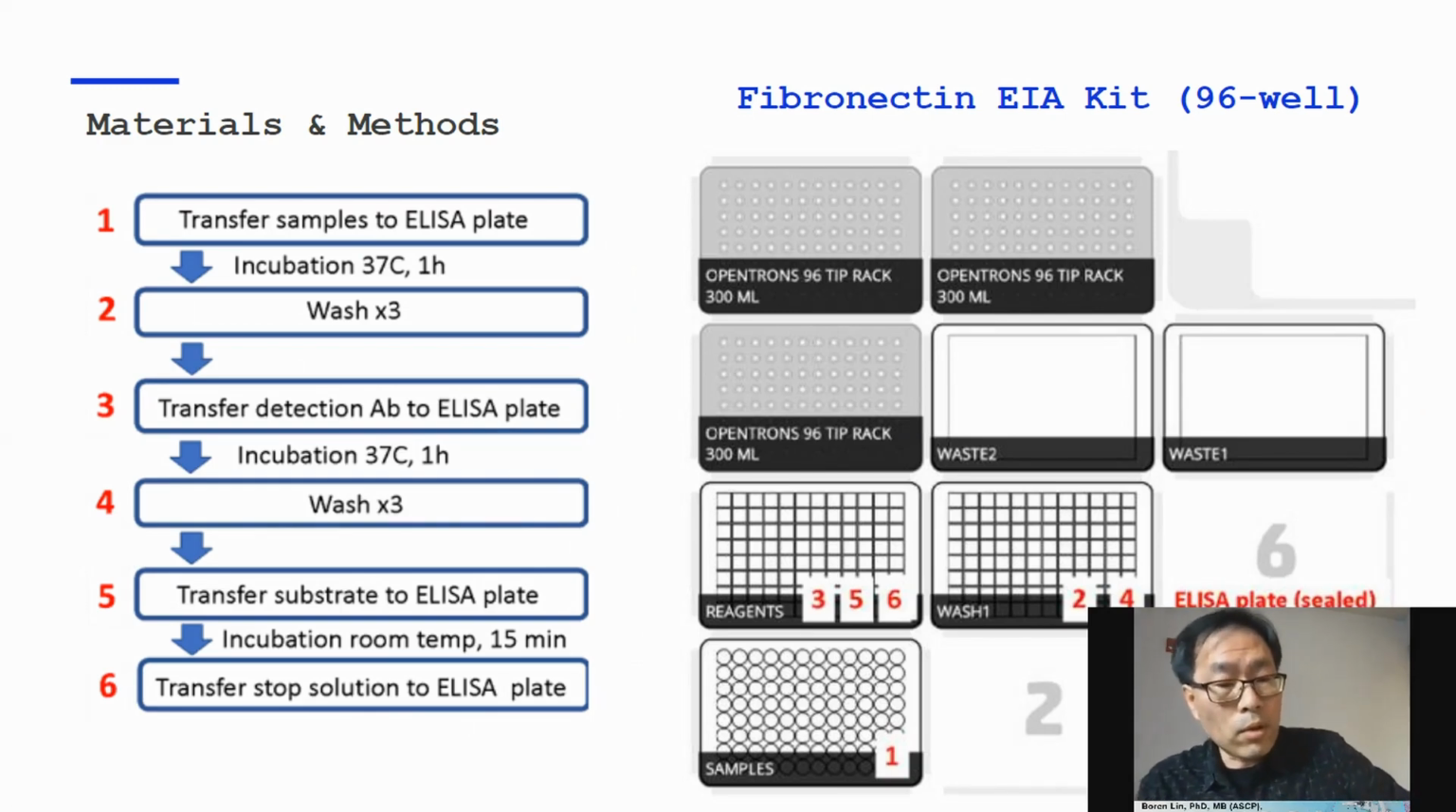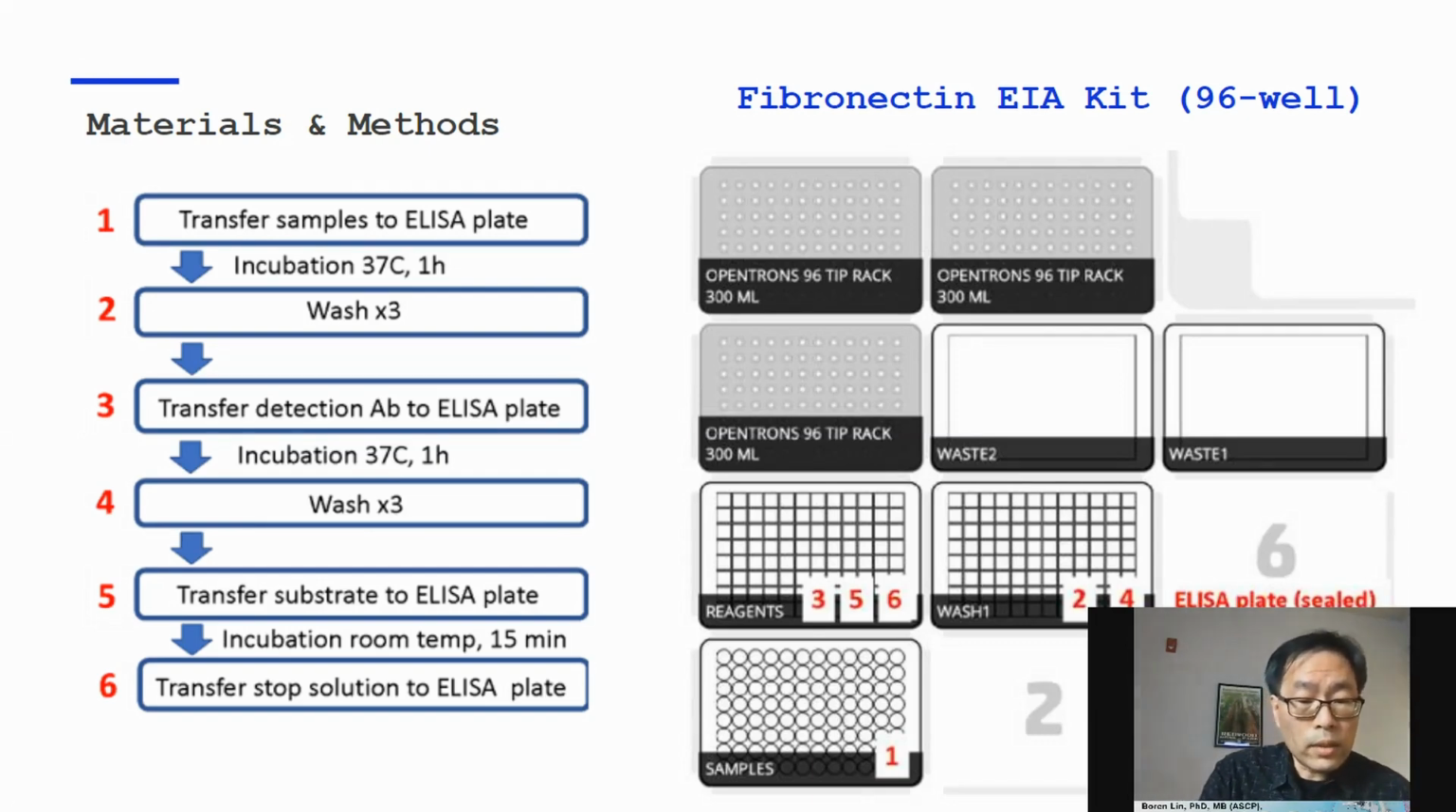So this slide summarizes the workflow and the settings of the experiment. The protocol used a single-channel pipette with 300 microliter tips. The heater shaker module was integrated at the bottom right corner, and the antibody pre-coated ELISA plate sits on top of the heater shaker.